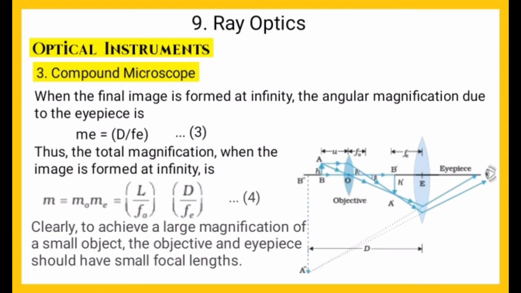Thus, the total magnification when the image is formed at infinity is M = m0 × me = (L/f0) × (D/fe). This is denoted by equation number 4. Clearly, to achieve a large magnification of a small object, the objective and eyepiece should have small focal lengths.